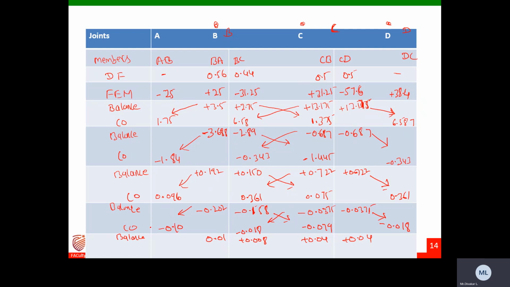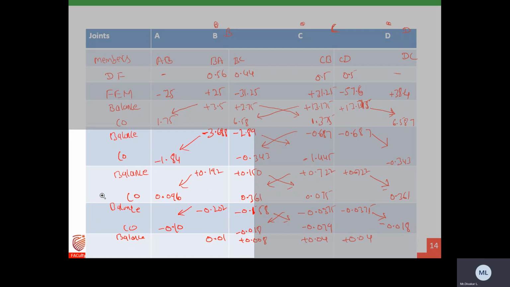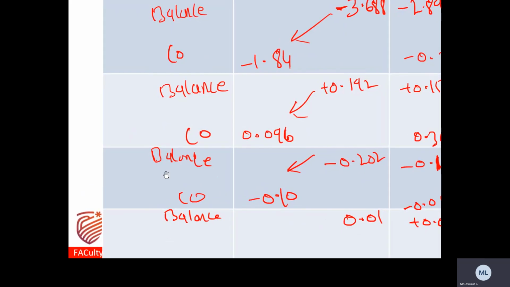So you stop here. I can do once again the balance and carry over, if you want we can do it here, but I will stop here. So we can stop and write down the final movements here. Okay.